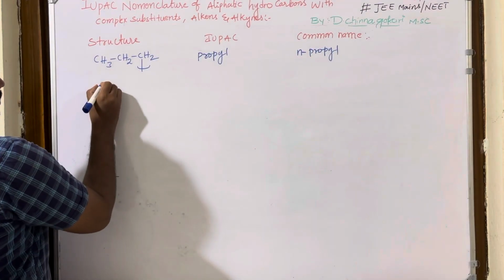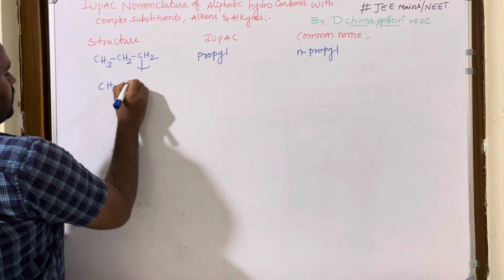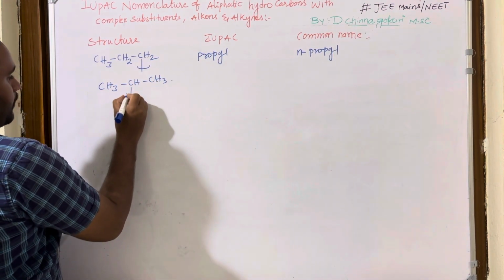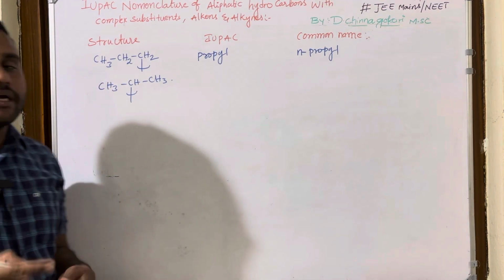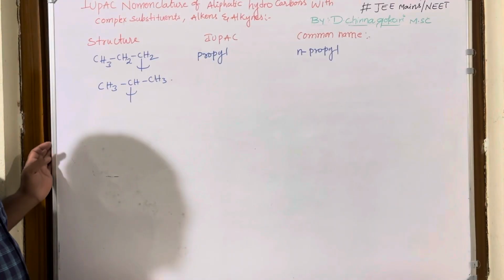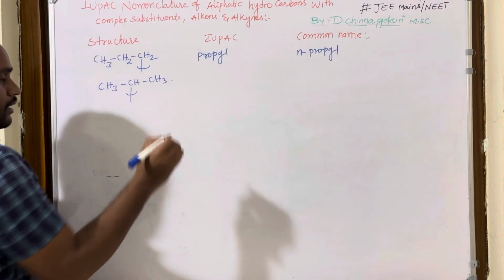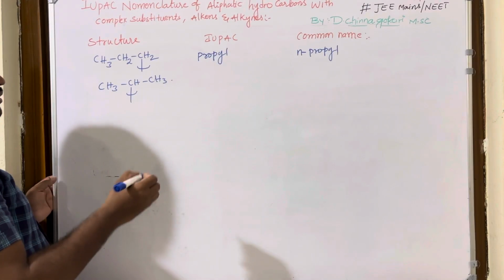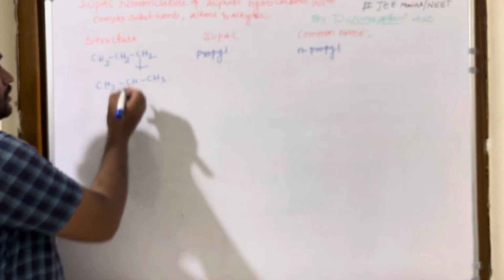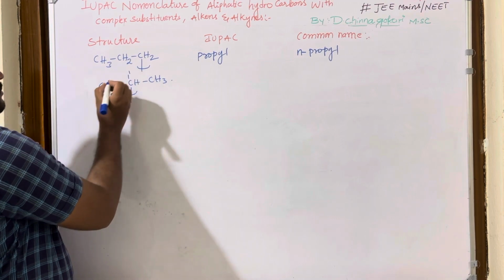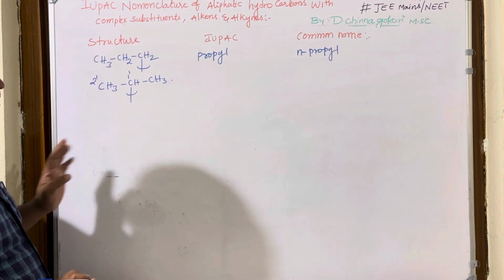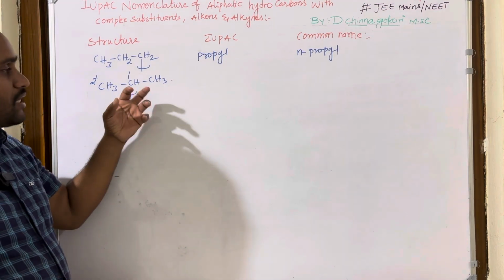Next to CH3, CH, CH3. So here the middle carbon is going to connect the longest carbon chain. Then what is the IUPAC name here? IUPAC name we already know. When we are giving IUPAC name, first we are going to give numbering, even if it is a substituent also. So numbering here 1 prime, here also 2 prime, here also 2 prime. So what is the name of this complex substituent?